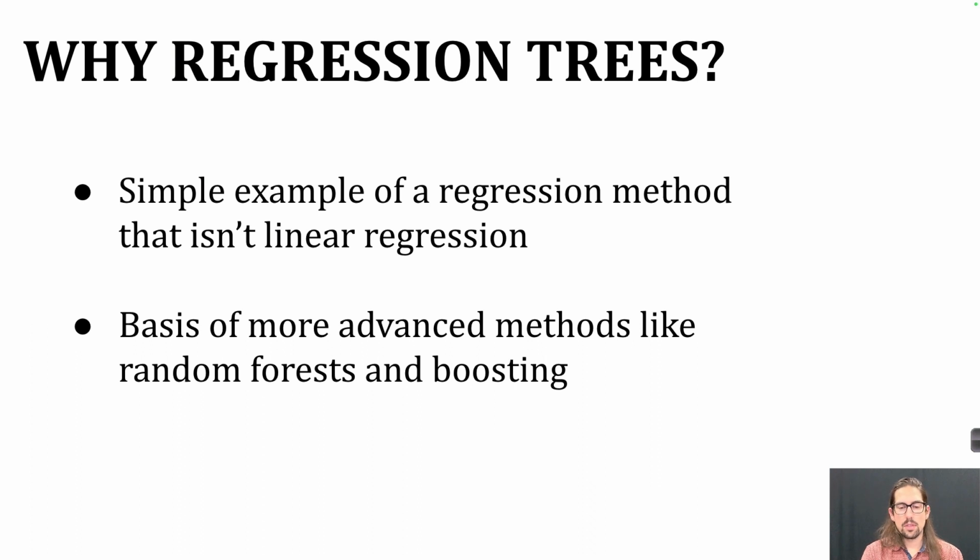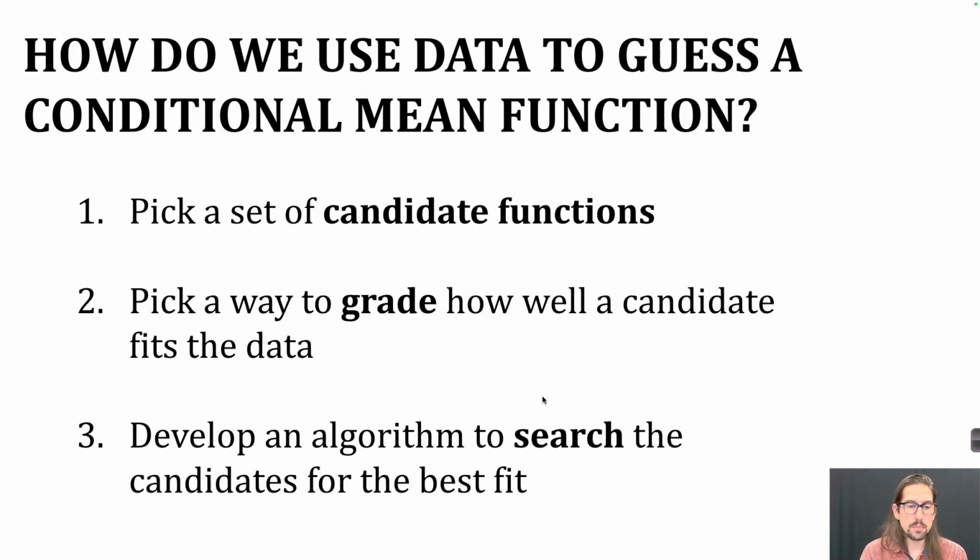However, they are also the basis of more advanced methods, also like linear regression, which is the basis of things like neural networks and logistic regression. Decision trees are the basis of methods like random forests, which we've already seen in action, and another method called boosting. So it's important to understand them.